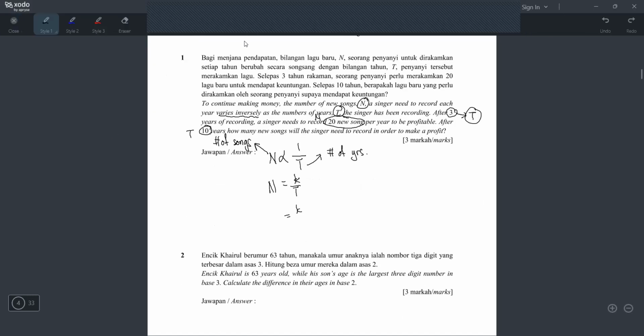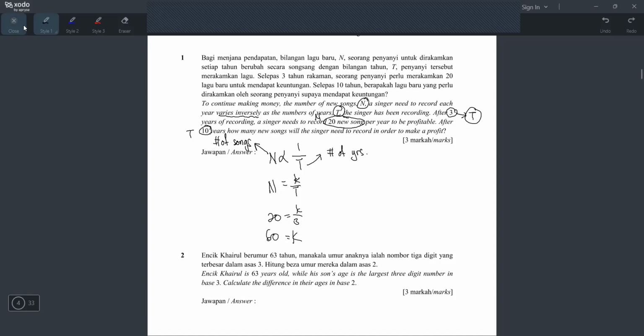So which information should I substitute? T is 3 and N is 20, not T is 10, because T of 10 cannot be substituted, because when the year is 10, we don't know how many new songs. If we substitute T is 10, then my N cannot be substituted, and I cannot find my K because I have to substitute complete information. I cannot substitute this information because I only have T but no N. I need both. So the only way to substitute here is T is 3 years, and 20 new songs, so N is 20. So now I can get my K. I just take 20 times 3, which is 60, right?